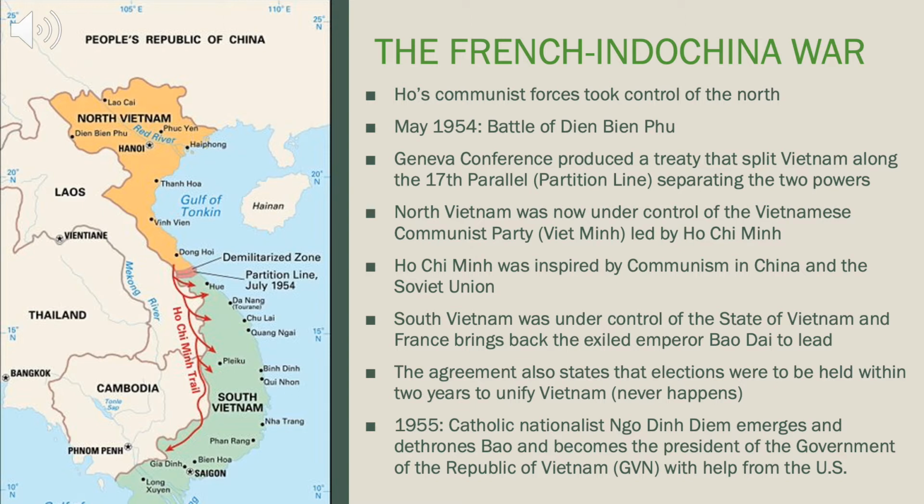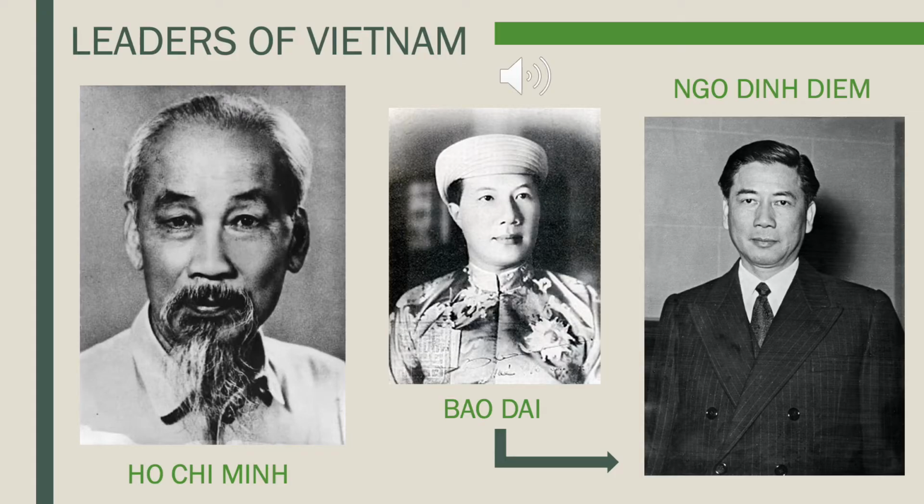And then in 1955, Diem, who was a Catholic nationalist, emerges and he dethrones Bao and becomes the new president. And he calls his new form of government the government of the Republic of Vietnam, and he gets help from the United States with this. So here on this slide, we've got some pictures of the leaders of Vietnam during this time. On the left, there's Ho Chi Minh, and then there's Bao Dai, and then Diem on the right.